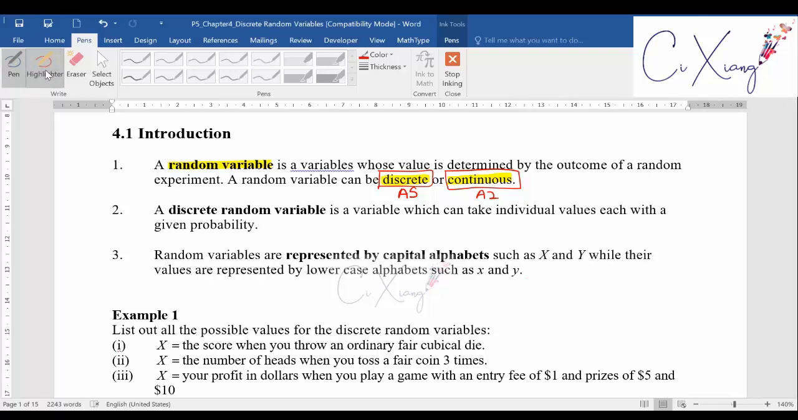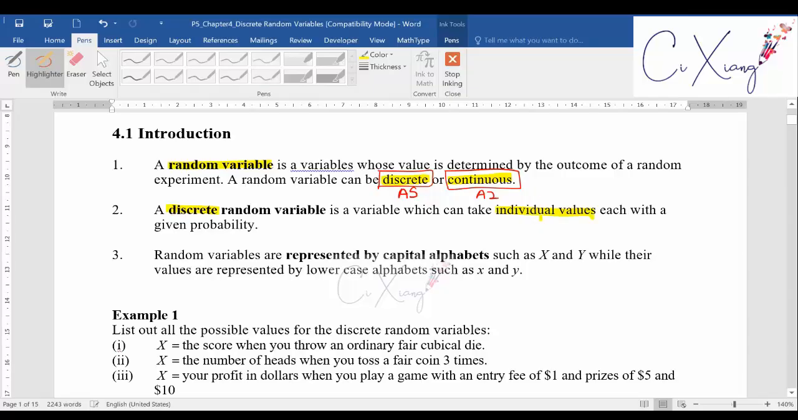Then now let's start with discrete random variable first. When they talk about a discrete random variable, what does it mean? It means that the variable can take individual values. Individual values means that the variable can be assigned a value. As an example, x can be equal to 1, so 1 is an individual value, or maybe x equals 2.5. The 2.5 is also an individual value. So all these we call discrete random variables.